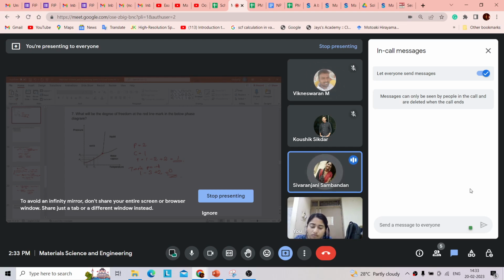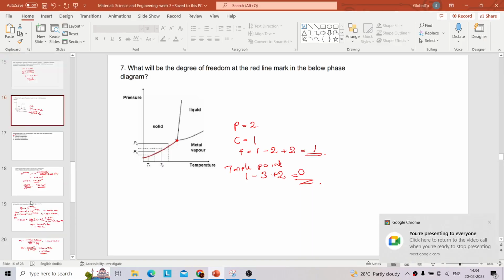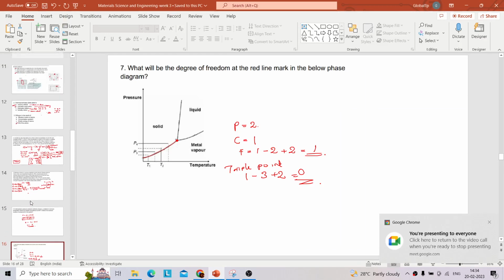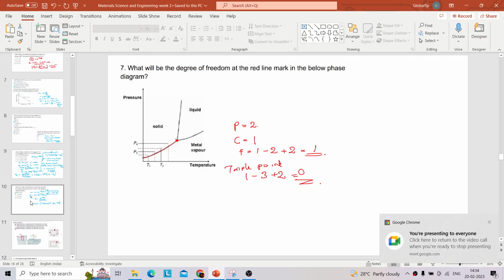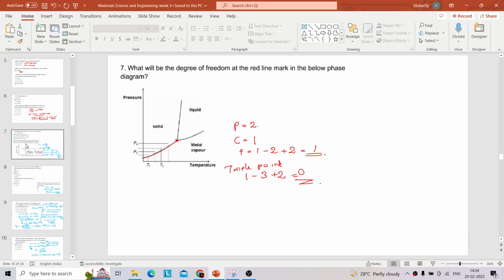In the third assignment, I think it is question number 12: the solidus and solvus line are the boundary between dash. The options are given. Option A is liquid and liquid plus alpha, and alpha plus beta, respectively, like that. Actually, the accepted answer is none of the above.